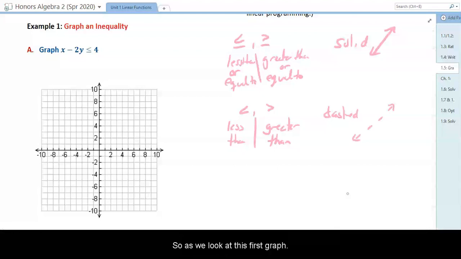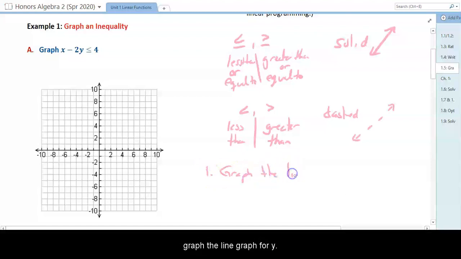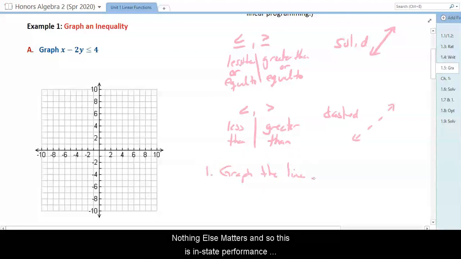And so as we look at this first graph, I will tell you that your first step should always be to graph the line, okay? Graph the line. If we can't graph the line, then nothing else matters. And so this is in standard form. And so we could convert this over to slope-intercept form, or if you remember, we could also just use the intercepts.